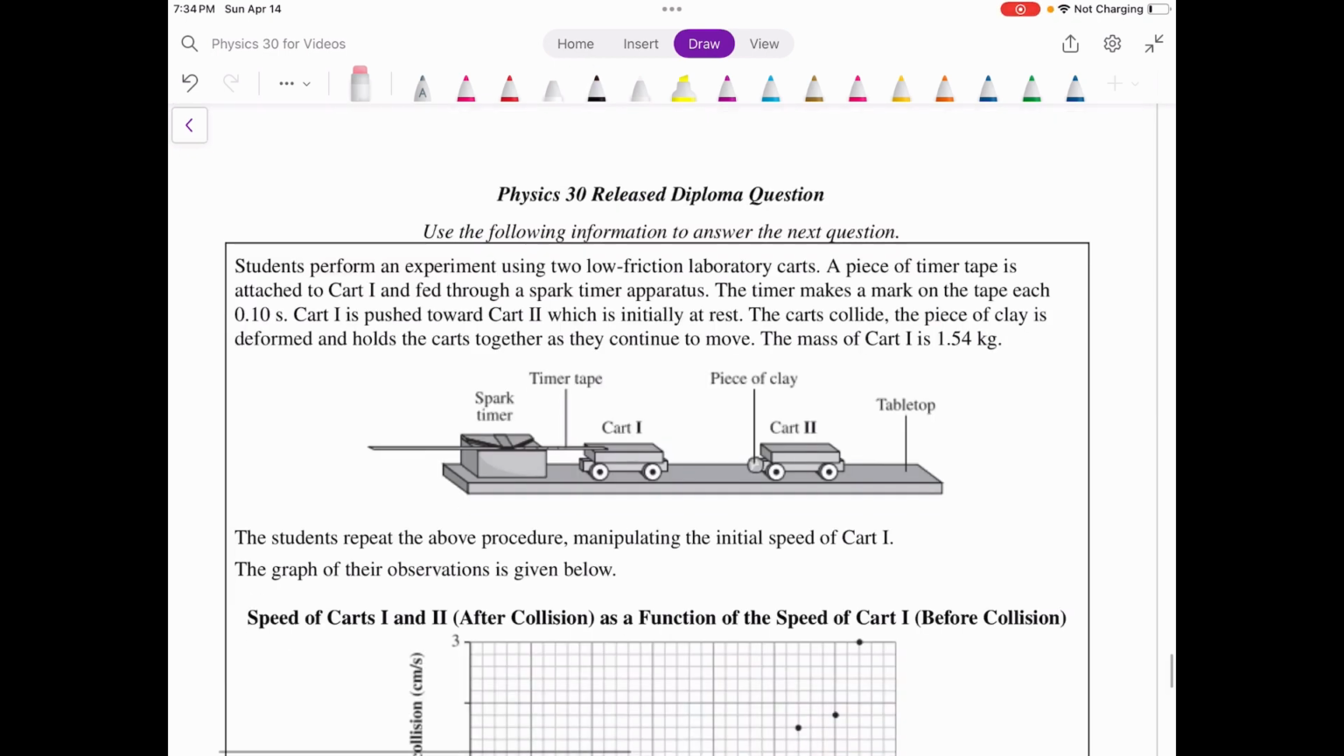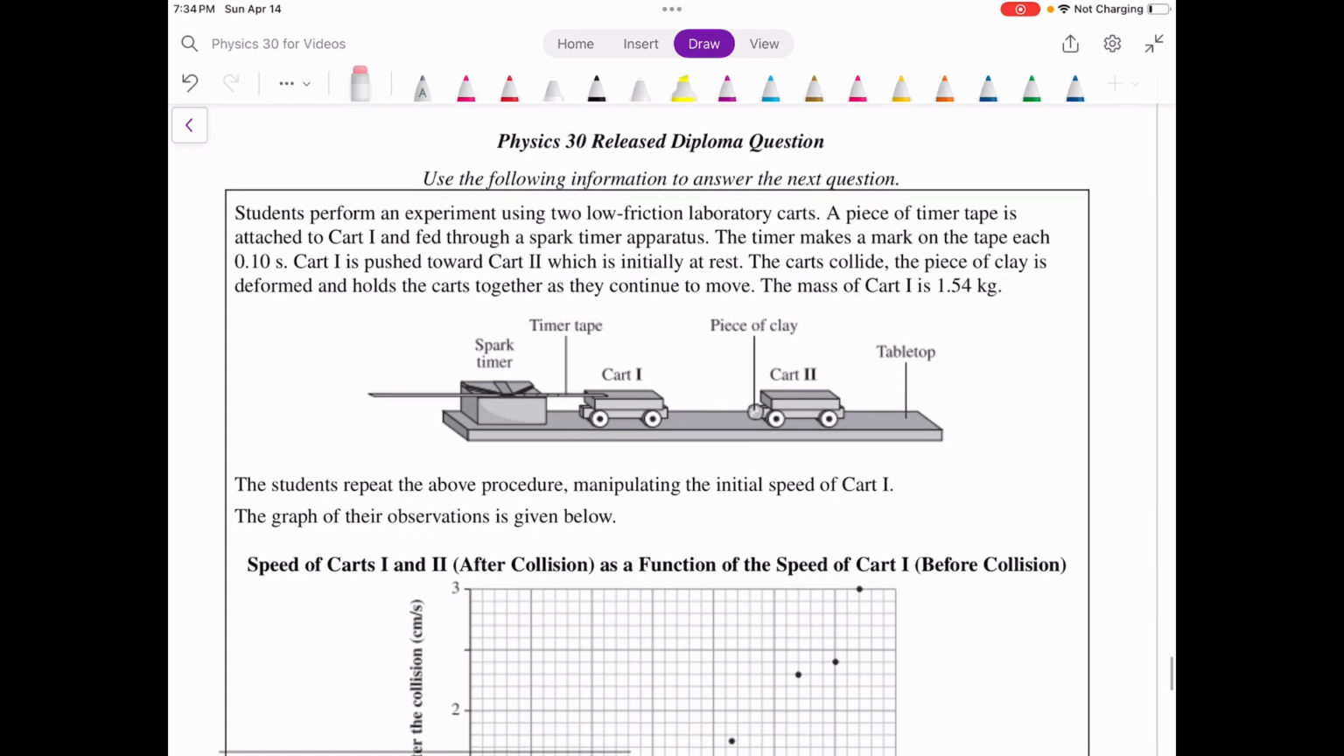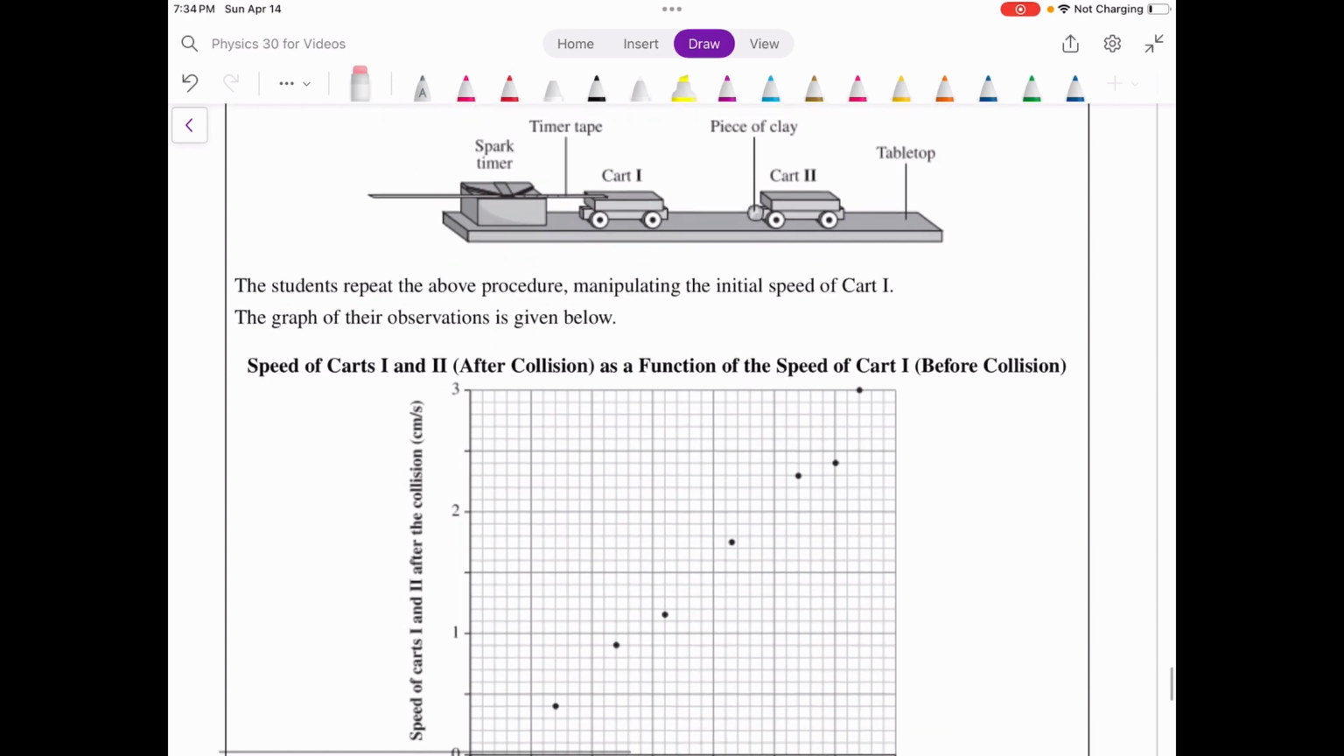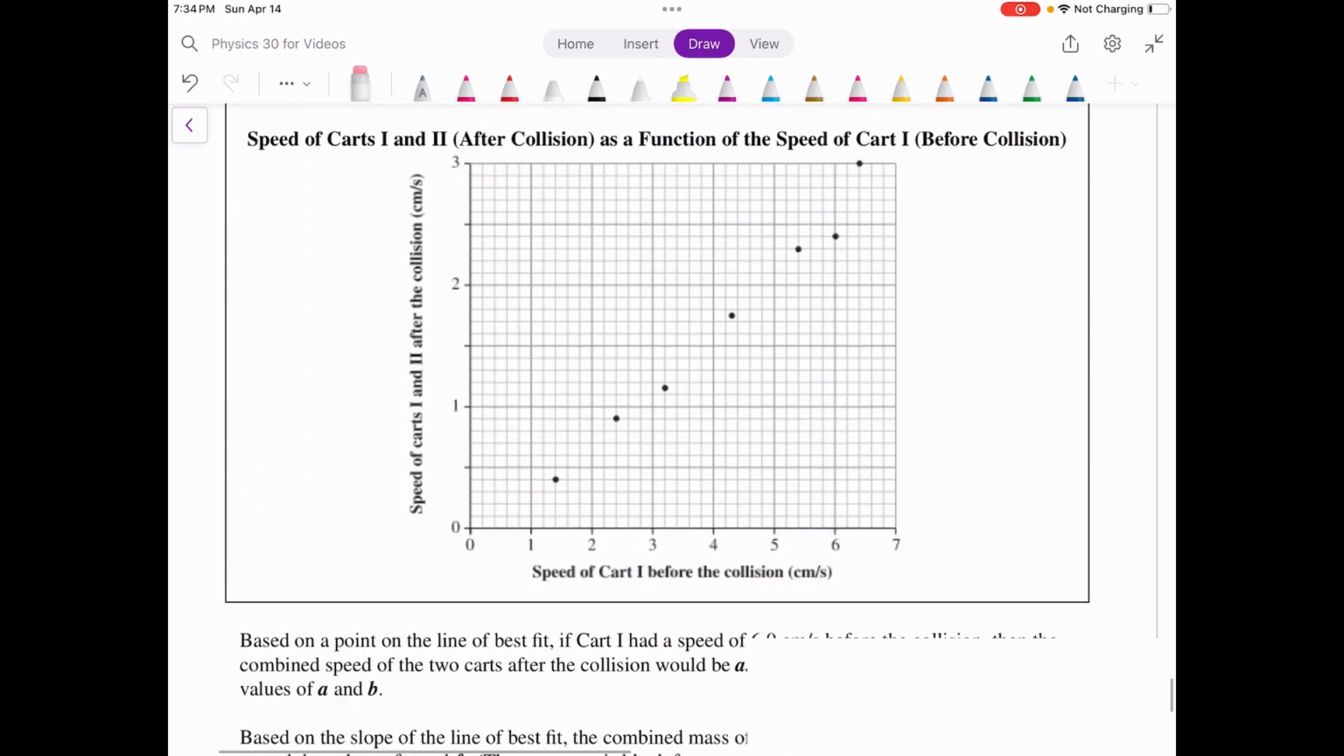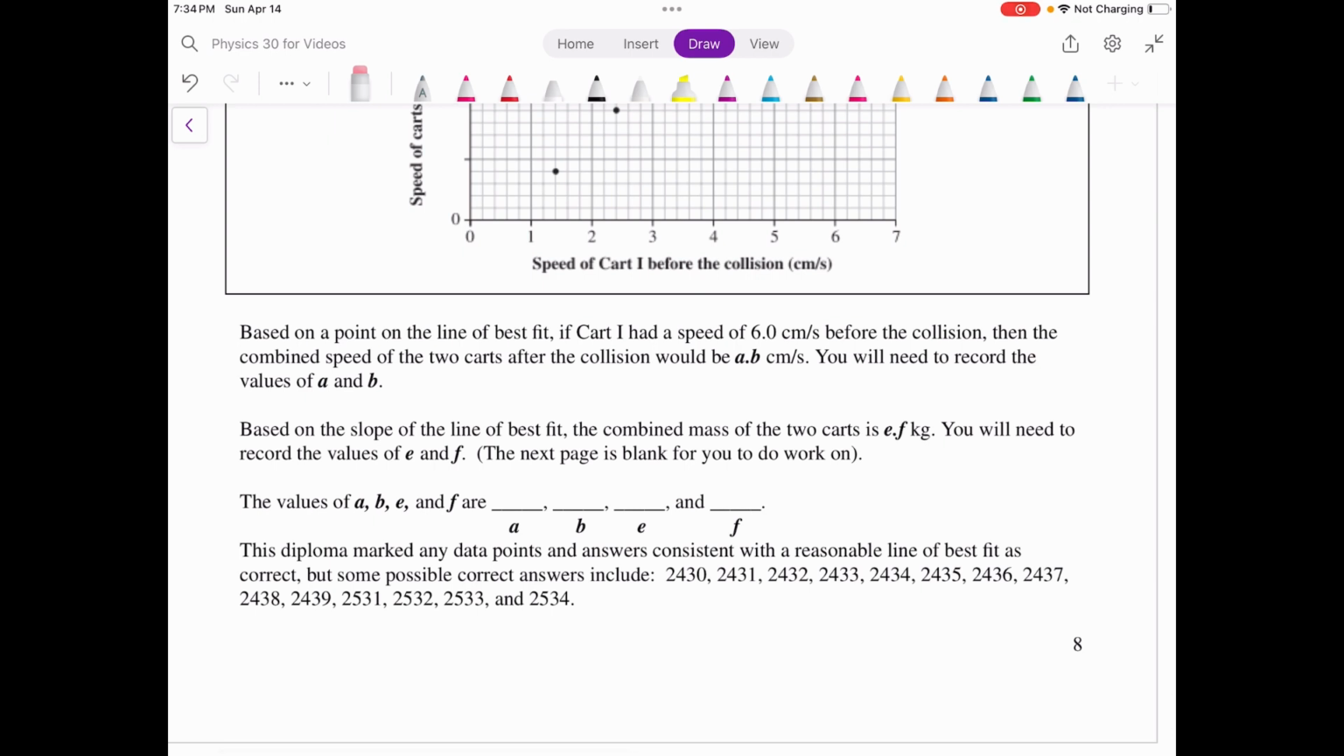Okay, so last example for today, another one from an old diploma. Looks like it's going to have to do with graphical analysis. Again, kind of nice to just read the question first so we know what we're doing, and then we can go back and sort through the information a little bit more accurately.